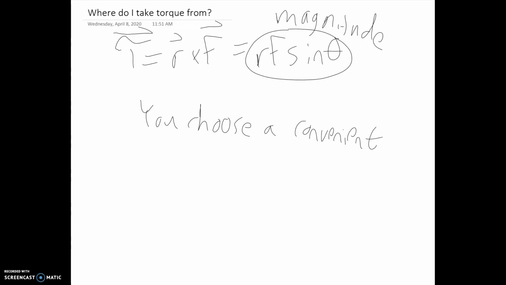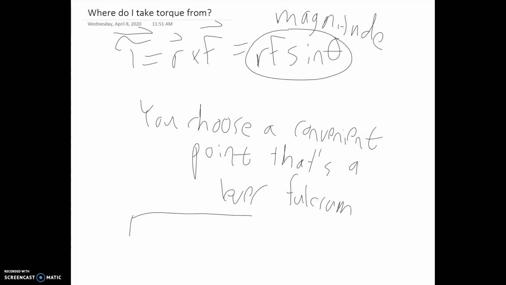As long as it's a point that could be a fulcrum. In other words, if it's a lever that we're talking about, like a bar sitting on the edge of two things, you can use this point, or you can choose this point, or you can choose that point. It doesn't matter which one you use, as long as you're consistent with which one you choose. Okay, that's the key part.